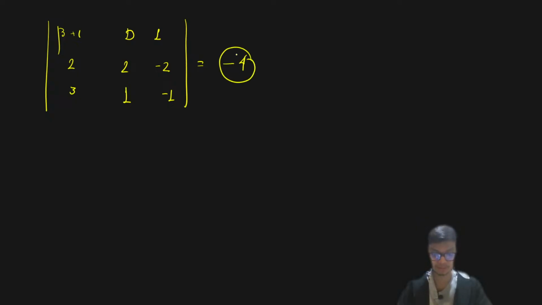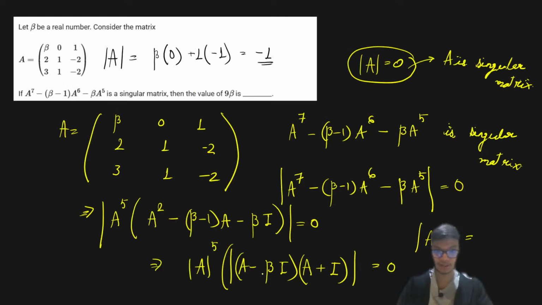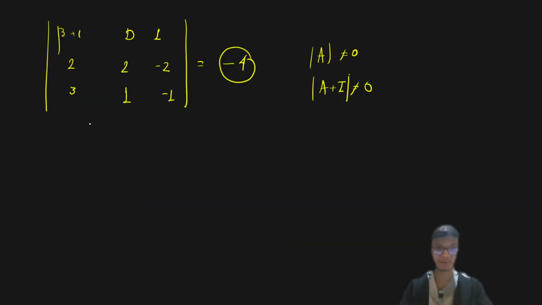Therefore you will see that the determinant of A is not equal to 0, and the determinant of A plus the identity matrix is also not equal to 0, which leaves us with the only option that the determinant of A - βI should be equal to 0. So the determinant of A - βI should be equal to 0.